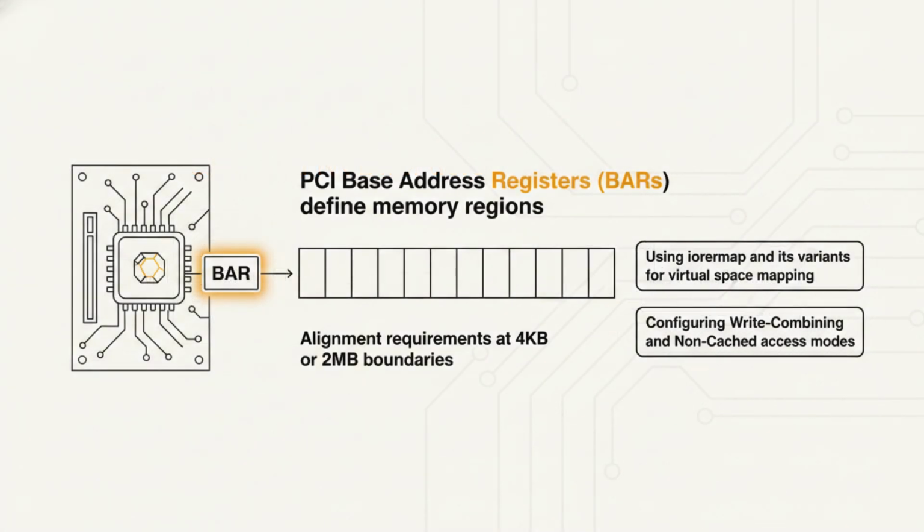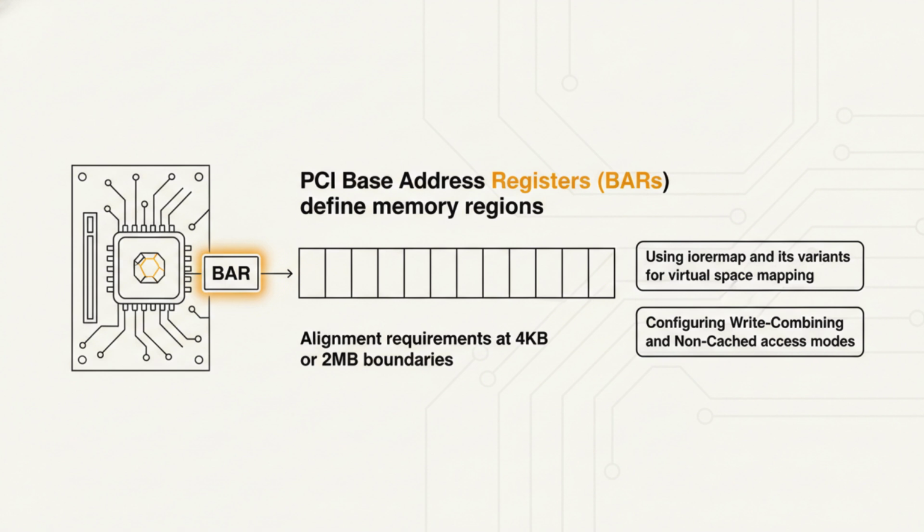To the kernel, specialized memory often looks like a PCI device. The primary mechanism for communication is memory-mapped I/O. During the PCI enumeration process, the hardware exposes base address registers, or BARs, which define the size and type of the memory region. As driver developers, our first task is to claim these regions and map them into the kernel's virtual address space using ioremap.